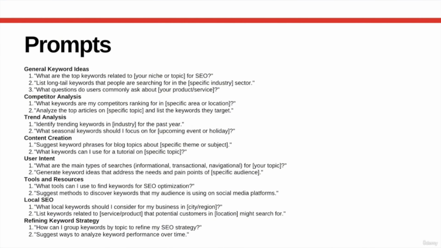Tools and resources. What tools can I use to find keywords for SEO optimization? Suggest methods to discover keywords that my audience is using on social media platforms. Local SEO. What local keywords should I consider for my business in a city or region? List keywords related to a service or product that potential customers in a location might search for. Refining keyword strategy. How can I group keywords by topic to refine my SEO strategy? Suggest ways to analyze keyword performance over time.